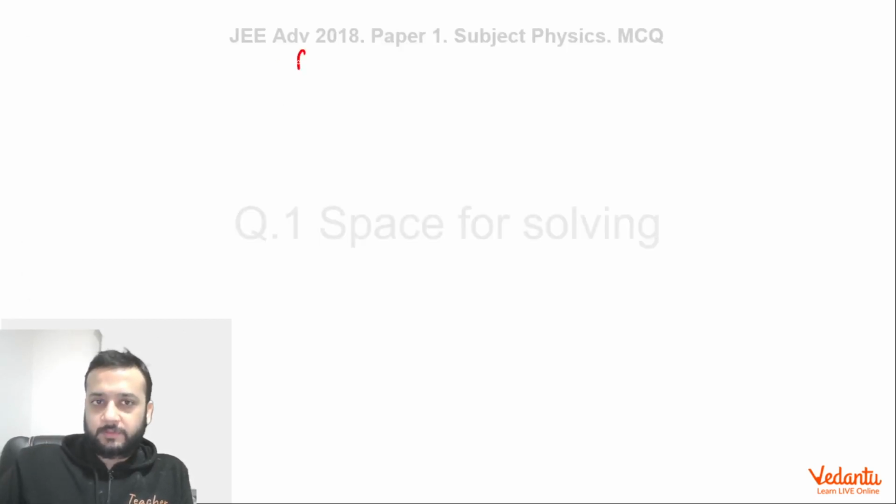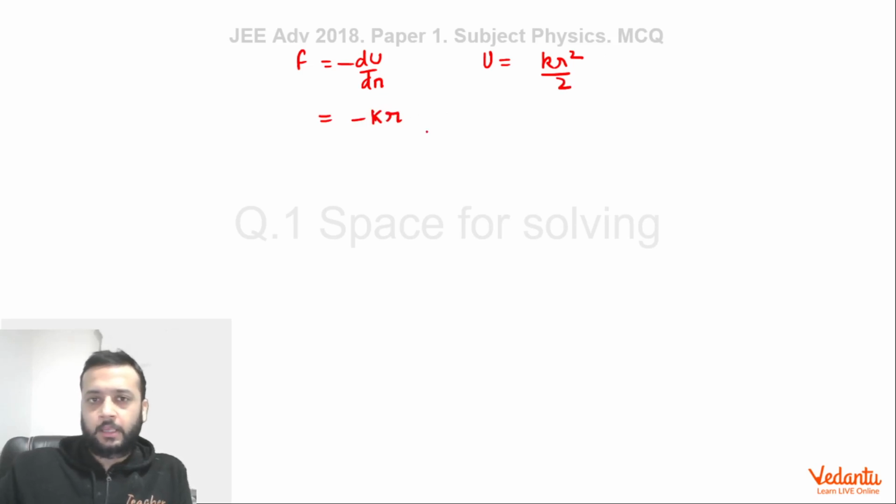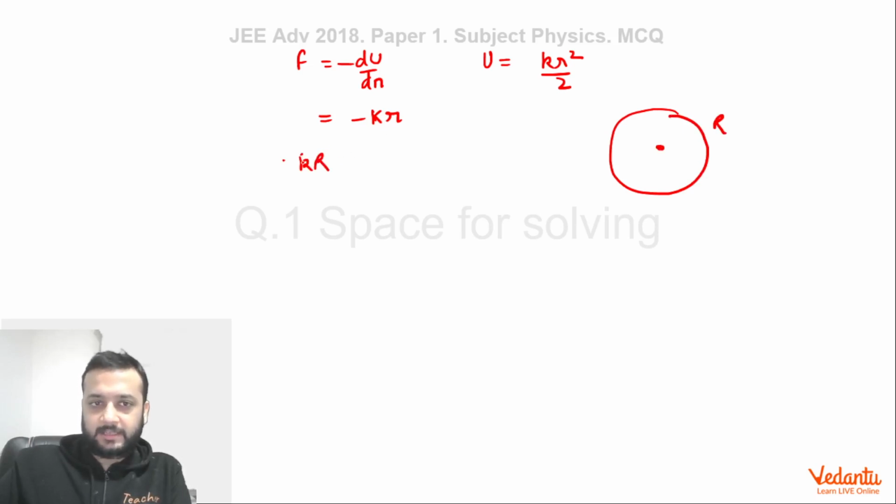We can say that force will be given by minus dU by dr, right? So the potential energy function is nothing but kr square by 2. If you differentiate this, you will get minus kr, right? The minus sign just indicates that force is attractive in nature, and hence, since the particle is moving in a circle of radius r, the magnitude of the force will be k into capital R. Minus sign again, as I told you, just indicates that force is attractive in nature, right? So basically this will be equal to mv square by r.